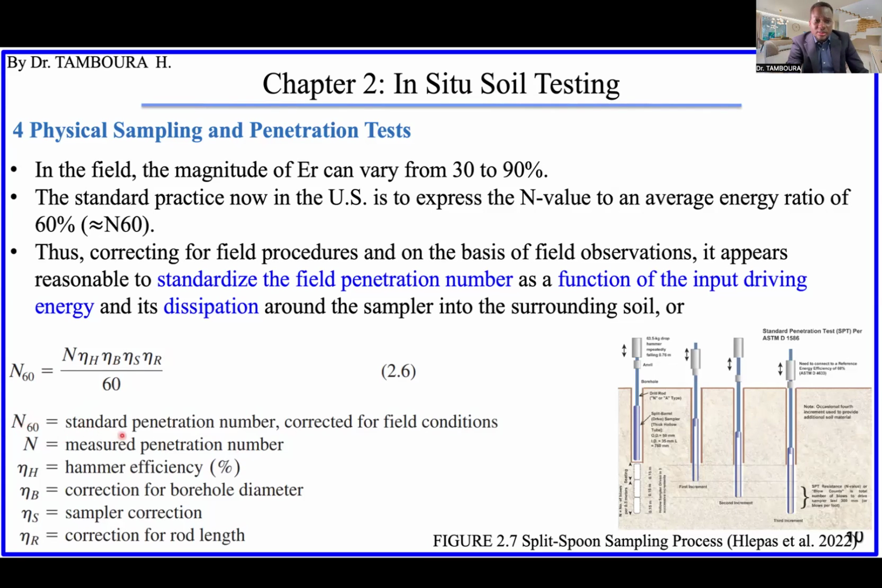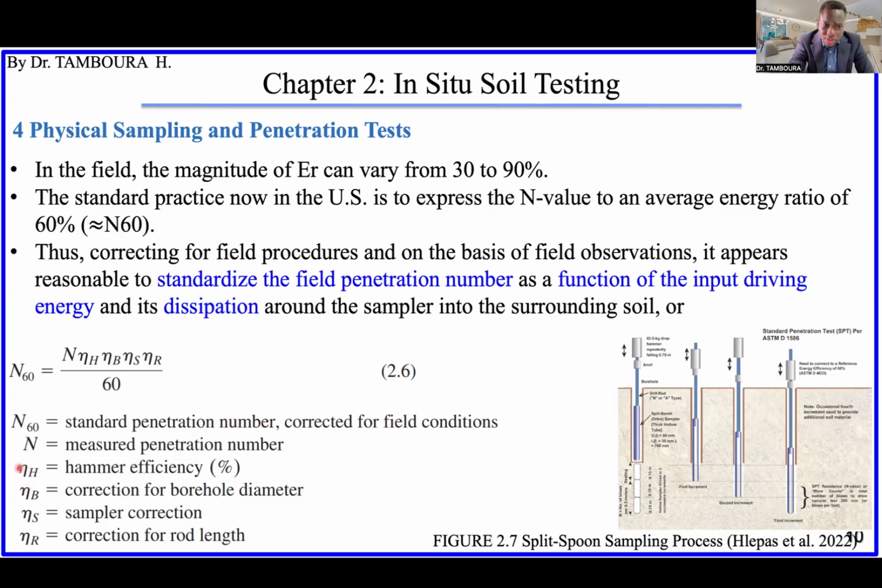So N60 is the standard penetration number, the normalized, standardized one, corrected for field condition. The N is the measured penetration number. This means the actual blow count you obtain from the field. This N is the raw one, it's not corrected.